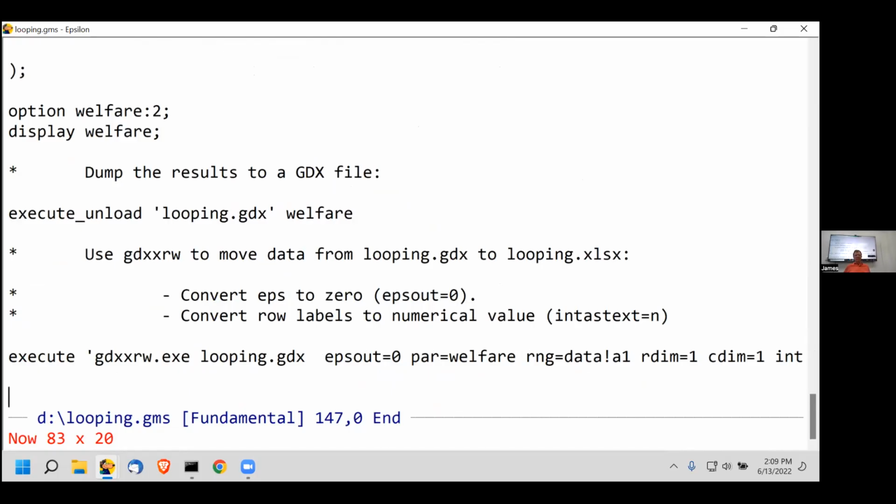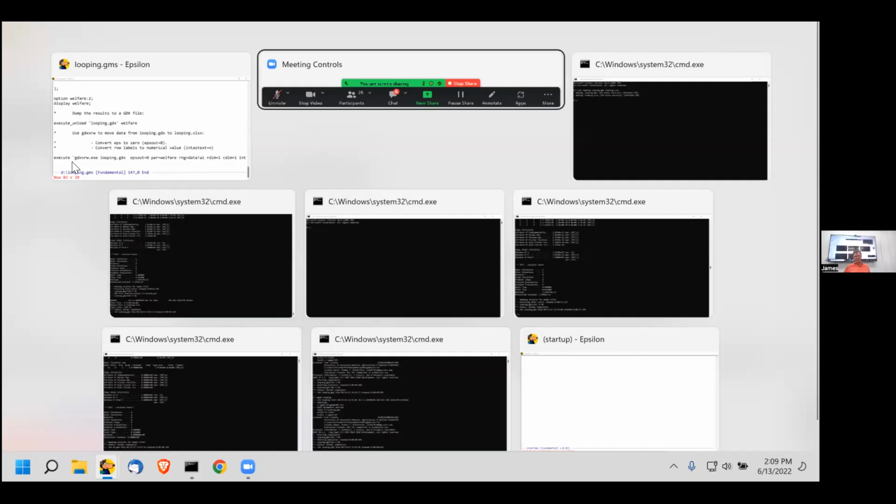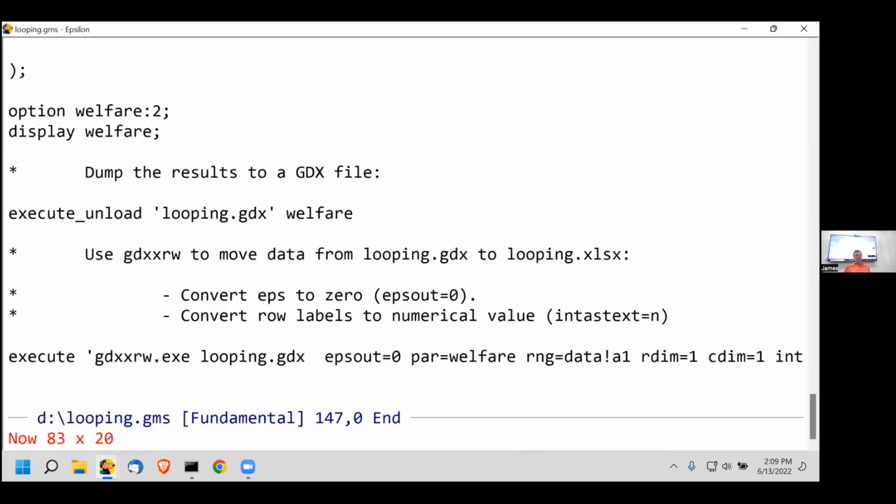Stupid. You want to. So EPS out equals 0 converts the EPS to a 0 when it outputs it. And then I stick it out into the file. I also had, so that gives me the whole thing. And we'll see more of this tomorrow, because tomorrow I'm going to talk about running models.